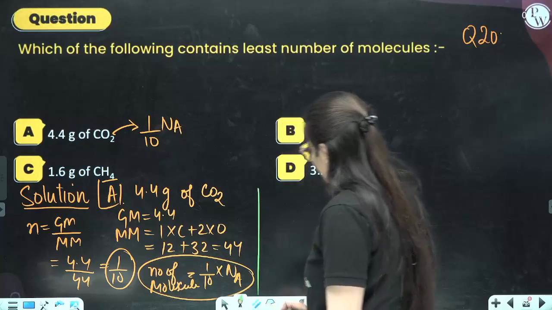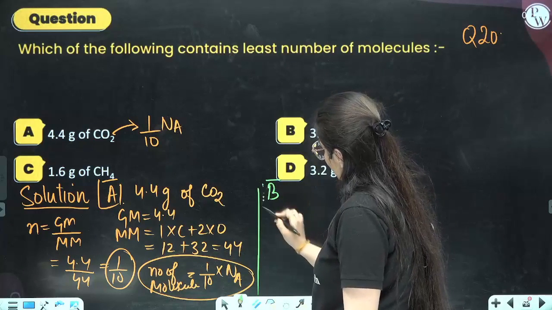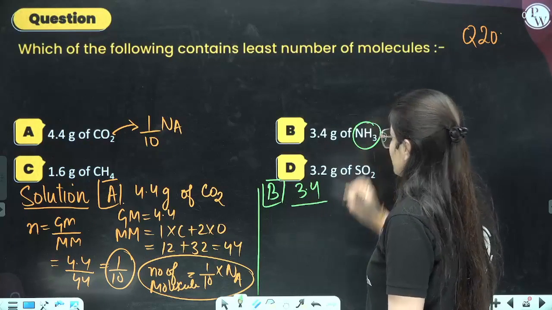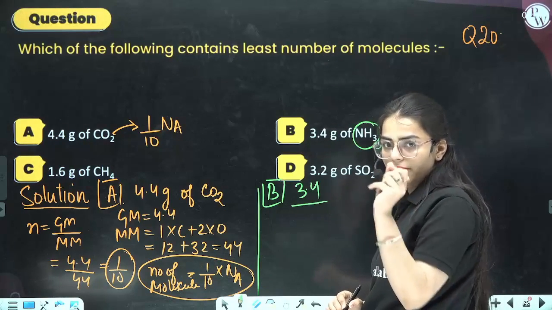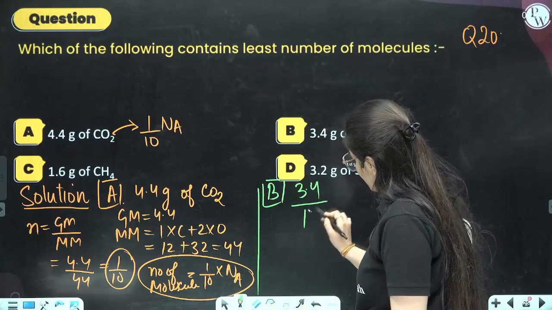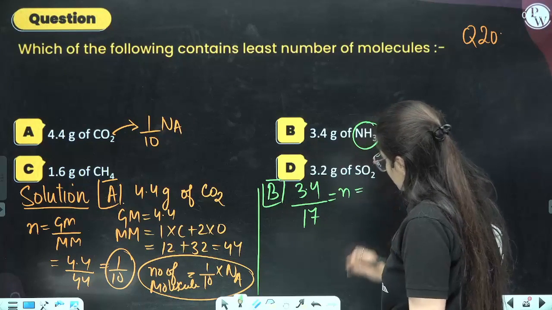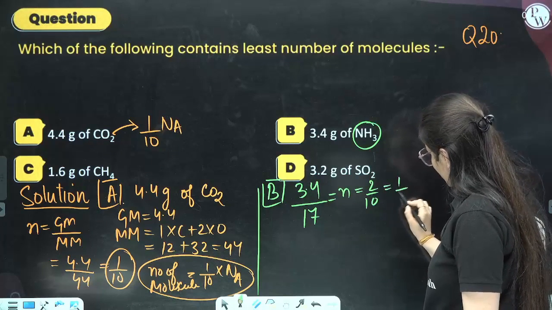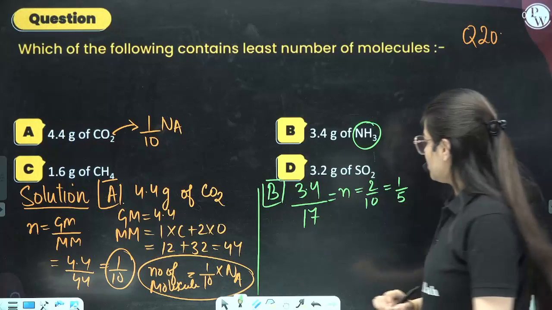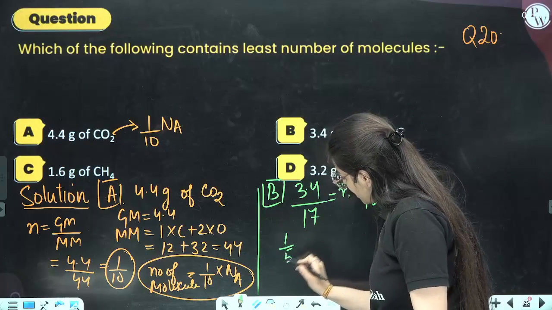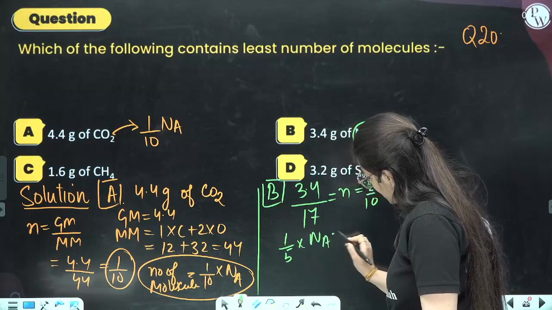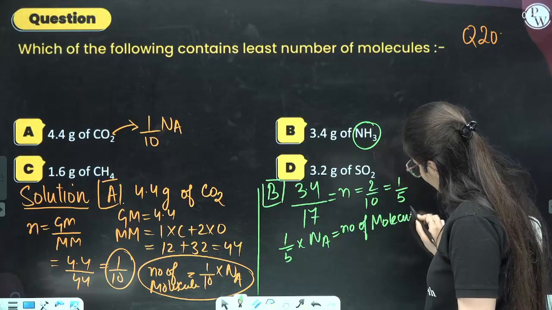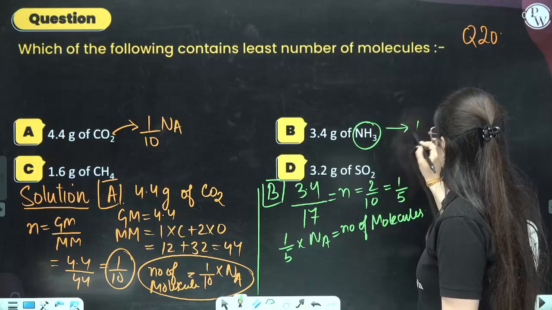Now similarly we can calculate for the B part. For the B part, given mass is 3.4 divided by molecular mass. For NH3, ammonia, 14 for nitrogen, 1 for hydrogen, 3 hydrogens, so 17. Number of moles comes out to be 2 divided by 10, that is 1 by 5. When you multiply number of moles with Avogadro number, it comes out to be your number of molecules. So this is 1 by 5 Na.